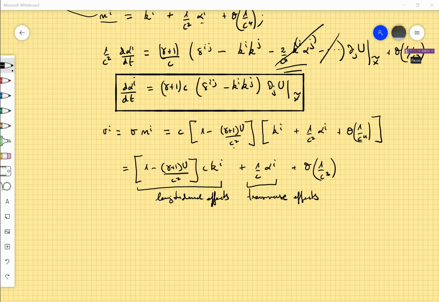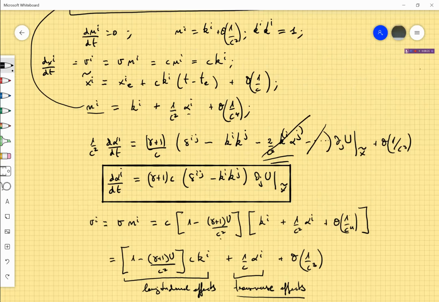But now I realize that I haven't explained why this is transverse. The reason is that I didn't explain, when I introduced this alpha i as an ansatz, that n squared has to be 1. This implies that the product of ki and alpha i has to be 0, because we know that to order 1 over c squared, ki is 1.